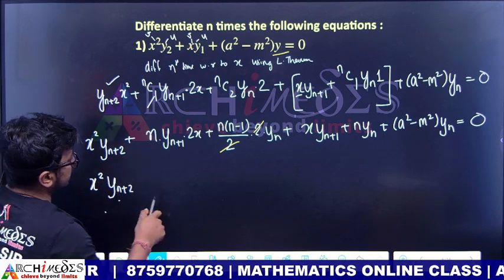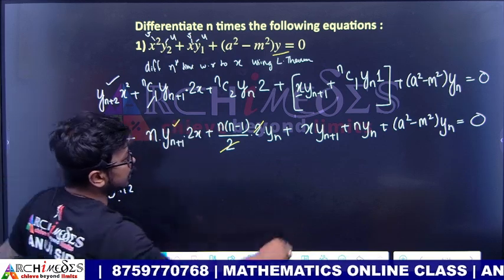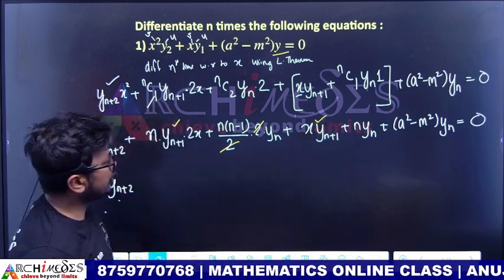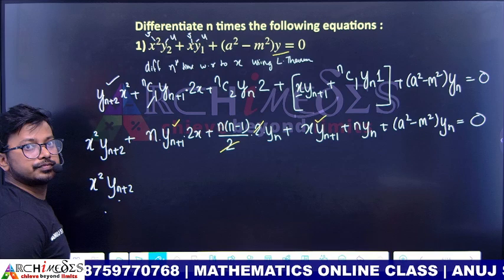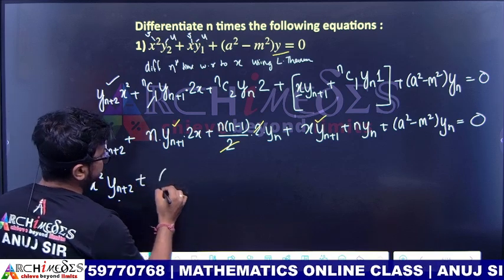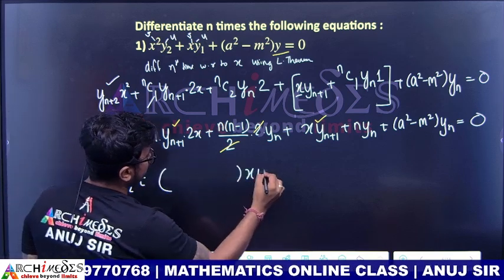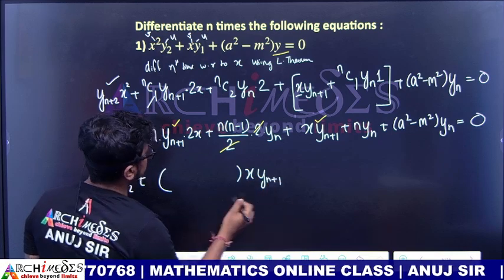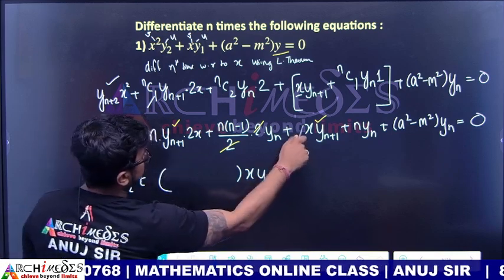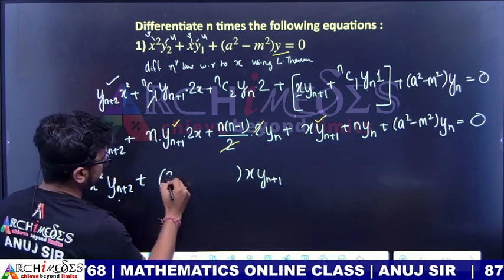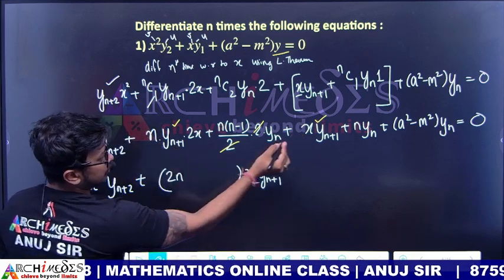So you have to arrange in proper order. If you see this part and this part, here the suffix of the y is the same. Yes or no? So if we take x y to the power of n plus 1 common, because here y to the n plus 1 into x, it becomes what? 2n plus 1. Any doubt?